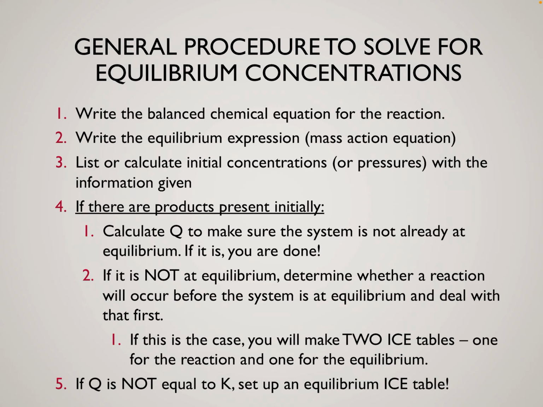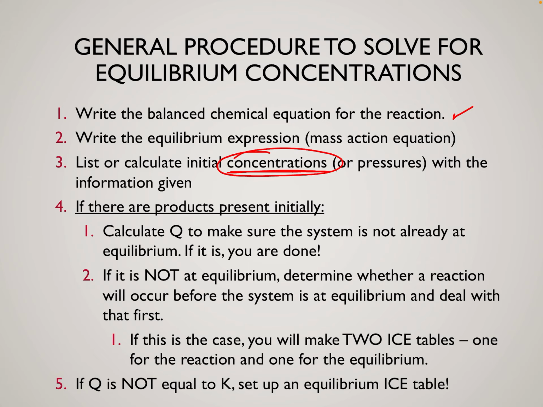The first thing would always be to write the balanced chemical equation. Usually this will be given for you. If I decide to be really mean and make you write it yourself, then you can do that. Just always double check and make sure it's balanced. Then you're going to write the equilibrium expression, or that mass action equation: Q is equal to products over reactants. And then you're going to list or calculate the initial concentrations or pressures. The reason I say you may need to calculate your initial concentration is I may give you moles and liters, so you just divide them to get the concentration, moles over liters. Sometimes I'll give you the molarity, sometimes I'll give you moles and liters. Just pay attention because remember, you need to do equilibrium ICE tables in concentrations, not in moles.